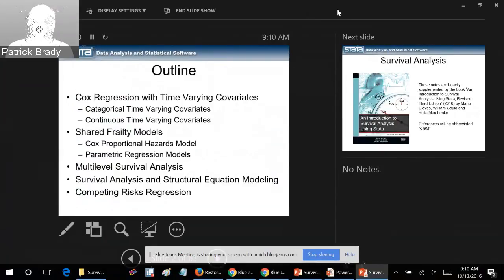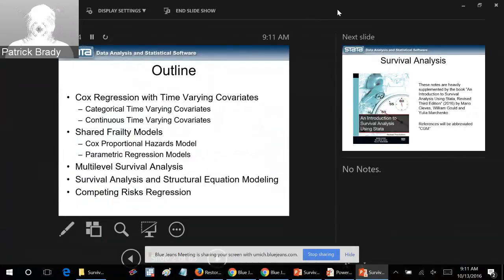So all of these are variations on what we just talked about for more sophisticated scenarios. Time varying covariates: sometimes we have variables, covariates, that are not fixed, like sex, generally fixed over time. We may have things that vary, and so we want to take that into account in our modeling. Shared frailty, I'll define what that is.